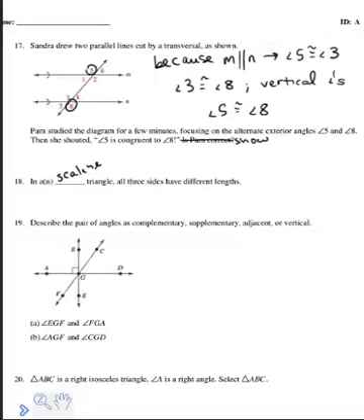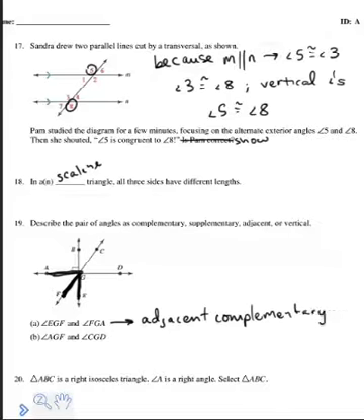Okay, number 19. Complementary, supplementary, adjacent, or vertical. So EGF and FGA. Those two are adjacent because they share one side in common, and the measure of the two angles is 90 degrees, so we would say complementary. Now I'm not just saying they look like they're 90 degrees.